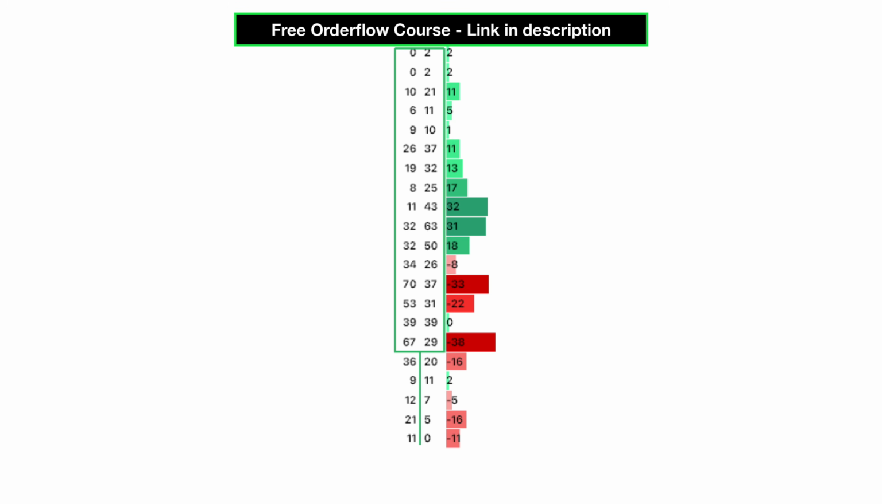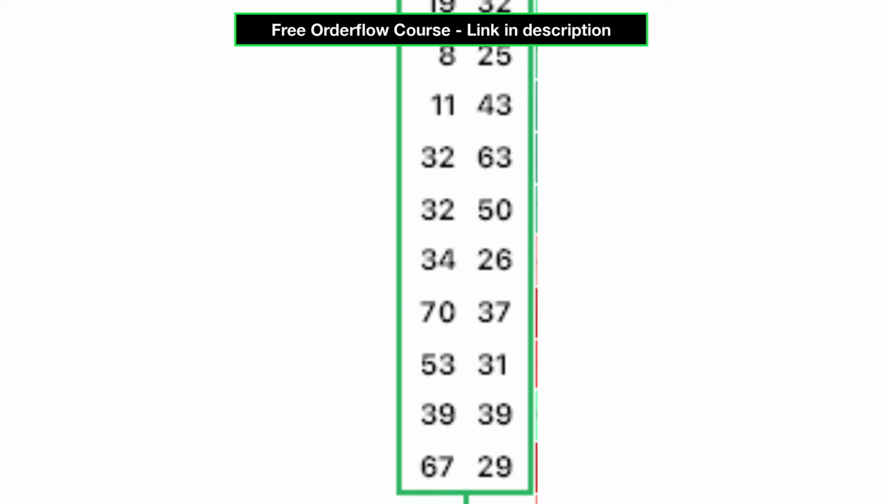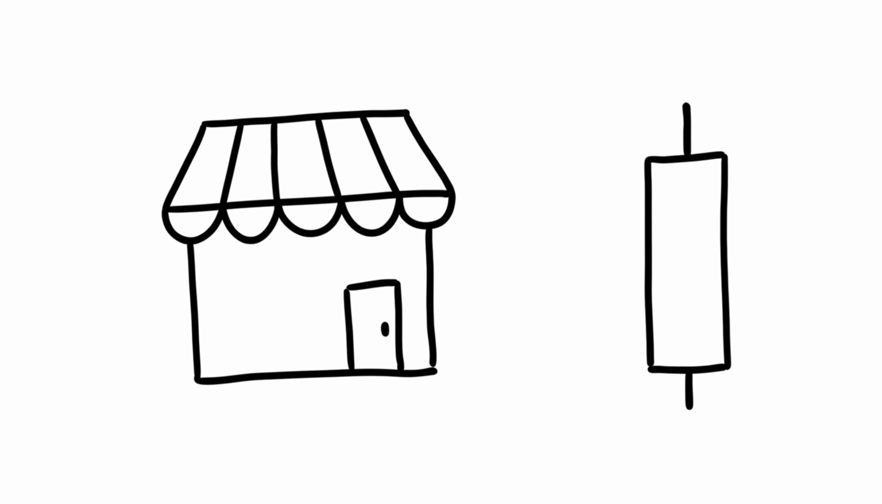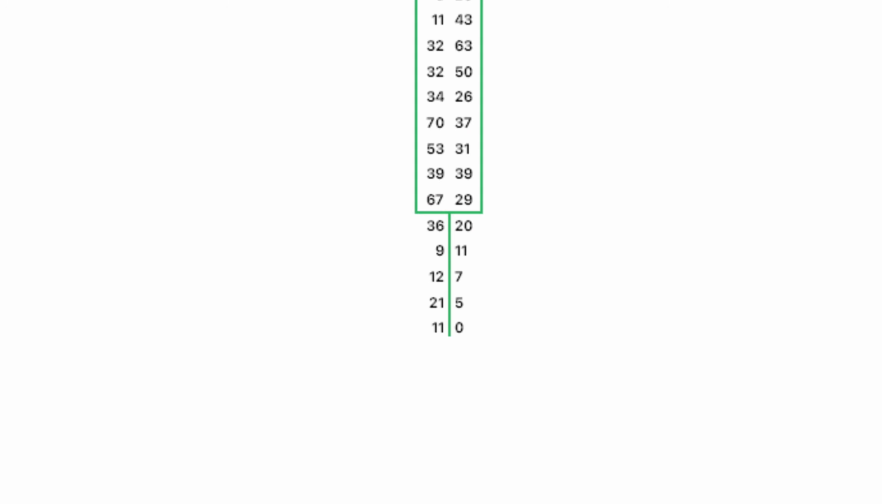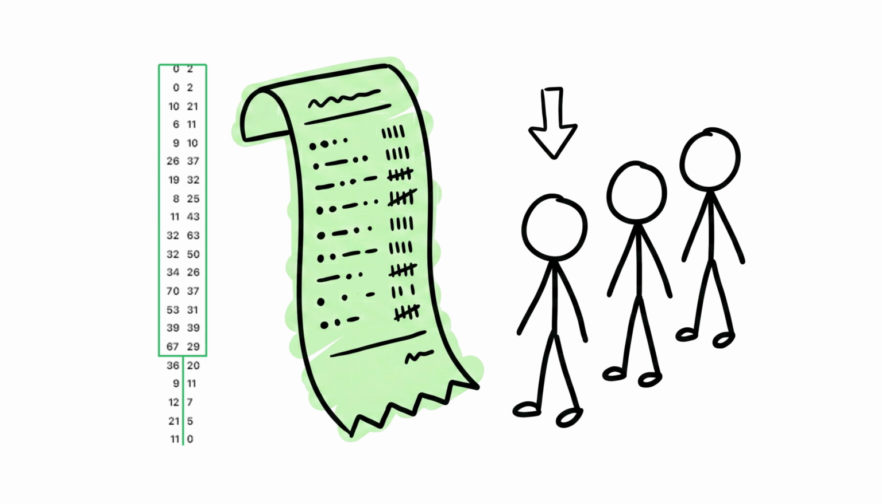A footprint chart shows you the whole story. Inside every single candle, it shows you how much was traded at every price. And this is the key part, whether those trades were aggressive buyers or aggressive sellers. Think of it like the receipt from a busy store. A normal candle just tells you the store made money today. The footprint shows you every item sold, at what price, and exactly who was lining up to buy.